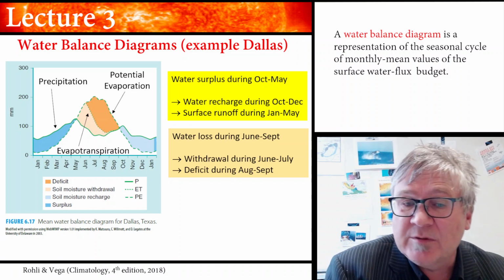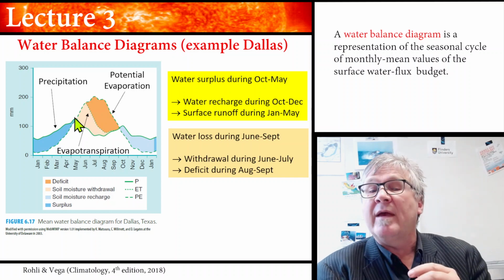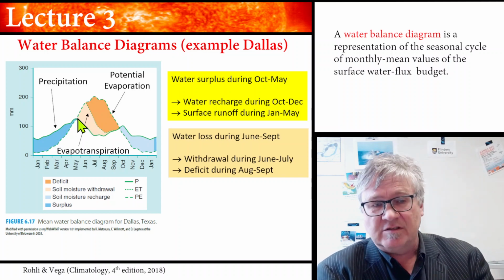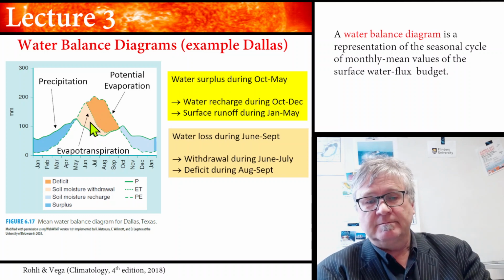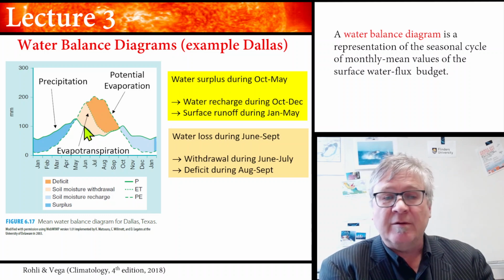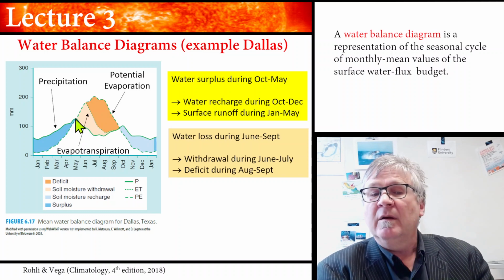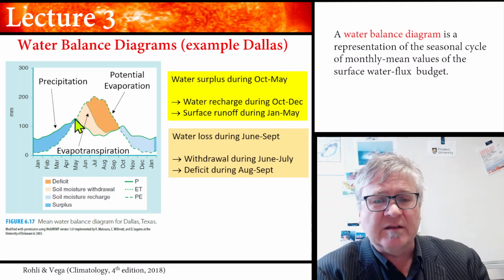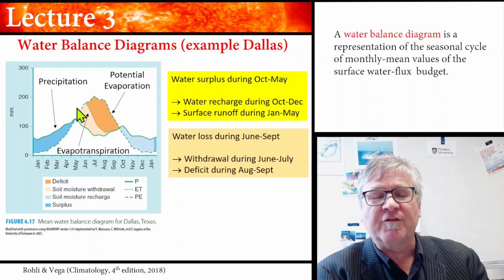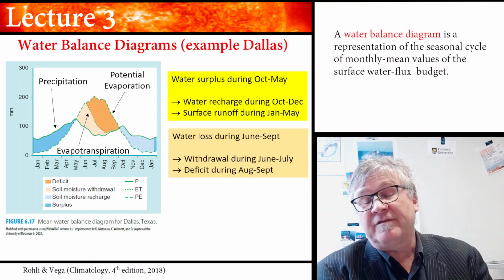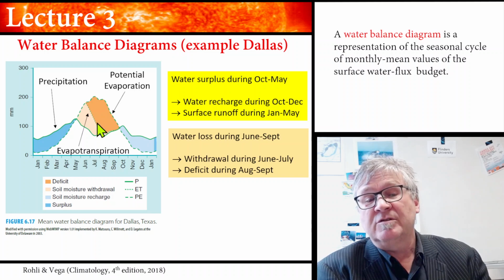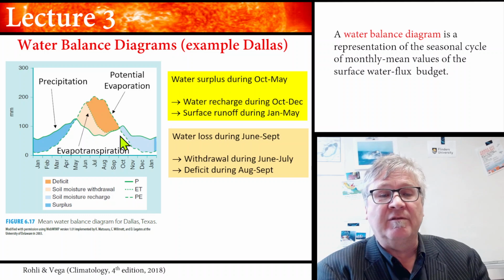The other period is June to September, where you have a net water loss, more evapotranspiration than rainfall. You again split it into two parts. One is a withdrawal of soil moisture, and then you get a time where you have a deficit, no more soil moisture available, towards the end of the period.